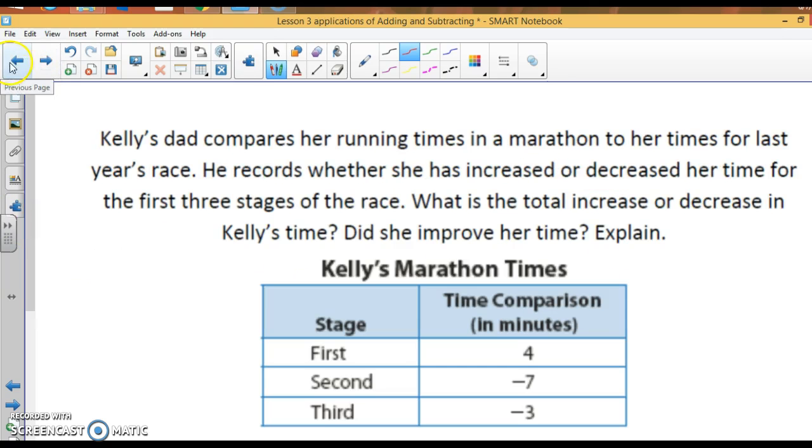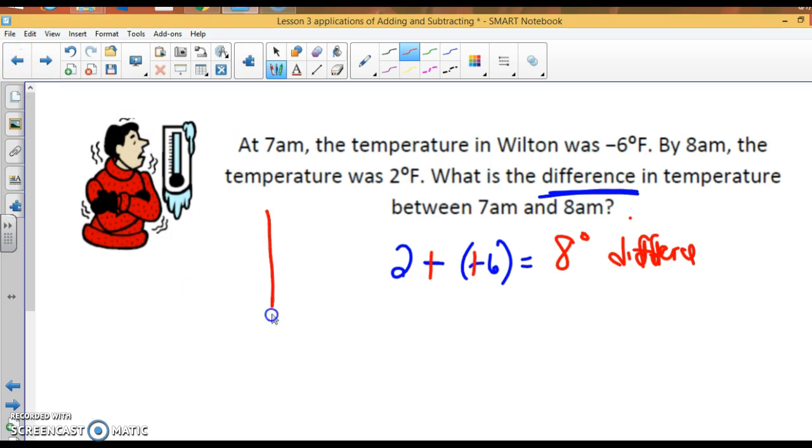And we can look at that on a number line, or on a thermometer. Here's 0. 2 degrees is up here, and negative 6 will be down here. How far is it from here? 8 degrees. 2 and 6.